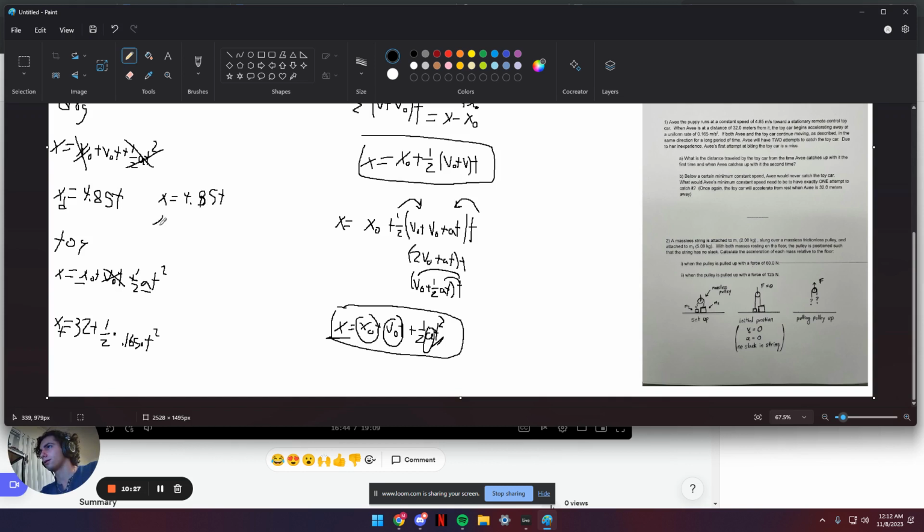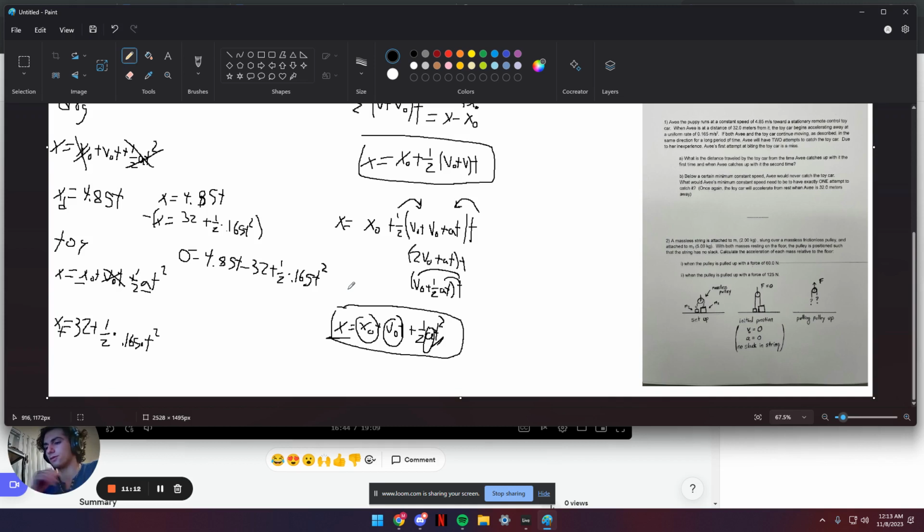X equals 4.85 T, and X equals 32 plus 1/2 times 0.165 T squared. So if we subtract this from this, we could cancel out these two X's and only have one unknown left. So that would leave us with 0, because these two X's cancel out, is equal to 4.85 T minus 32 plus 1/2 times 0.165 T squared.